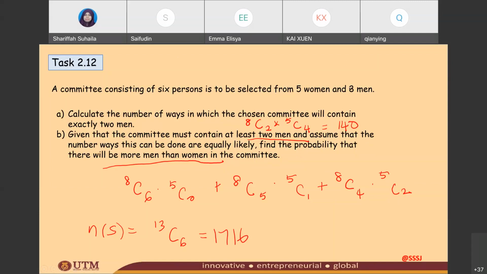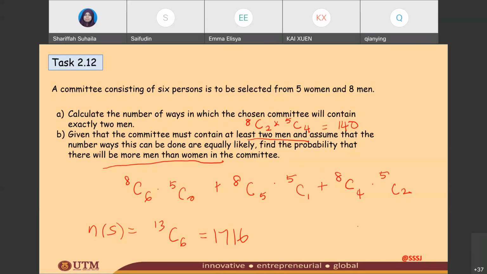Okay, what was the final answer earlier? Can you give the final answer? Okay, and that is the first part of question B. The first part of question B means, given that the committee must contain at least 2 men, at least 2, more is also fine, so 2, 3, 4, 5, 6, 7, 8. But you want to choose only 6 persons. So it can be either 6 men, no woman, 5 men, 1 woman, or 4 men, 2 women.